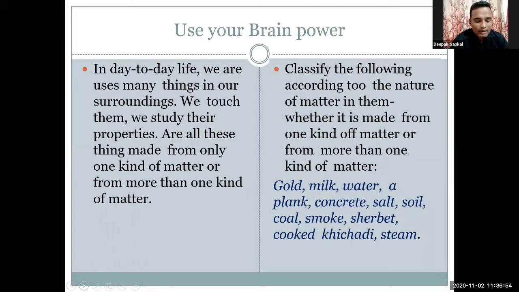Now here, they are talking about the properties of matter. Earlier I said matter might be in a solid, liquid, or gaseous state, which are responsible for their properties. In day-to-day life, we use many things in our surroundings. We touch them and study their properties. Are all these things made up of only one kind of matter or more than one kind of matter?